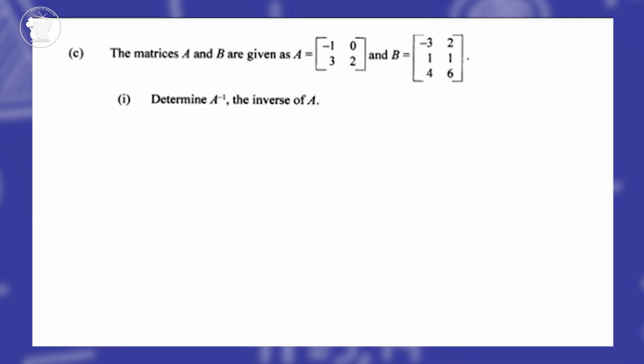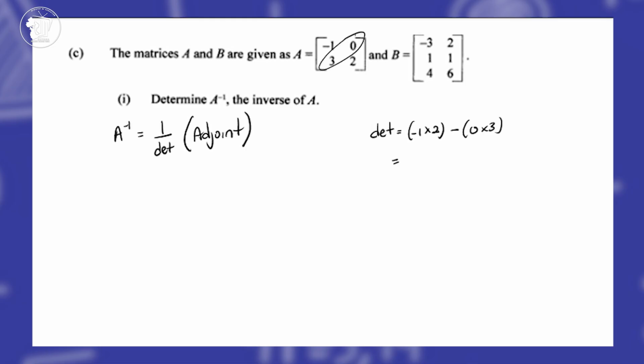So to find the inverse of A, we know the inverse of A is equal to 1 over the determinant of A multiplied by the adjoint of A. So we need to find separately the determinant and then the adjoint. Let's find the determinant first of all. So we're dealing with A. It's this multiplied by this, so negative 1 multiplied by 2, subtract 0 multiplied by 3. Negative 1 multiplied by 2 would be negative 2, subtract 0 multiplied by 3 would be 0. So the determinant of A would be negative 2.